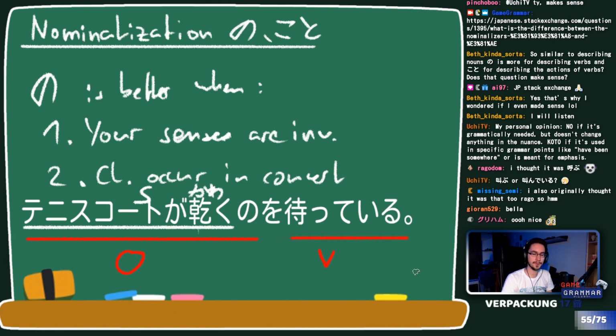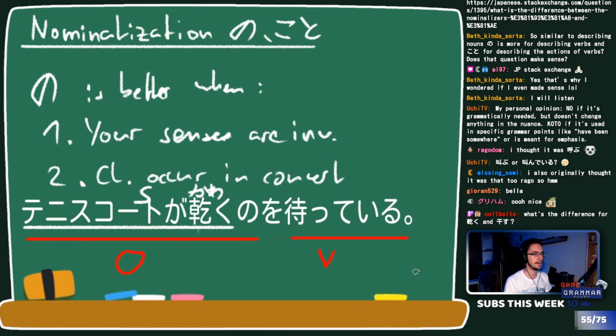No o matteiru, that's what I'm waiting for. So basically, when these two things, the thing that you're waiting for and you doing the actual waiting, will just continue alongside each other, it's also more natural to use no. This is a bit of a more complicated one. But yeah. Tenisu koto ga kawaku no o matteiru.